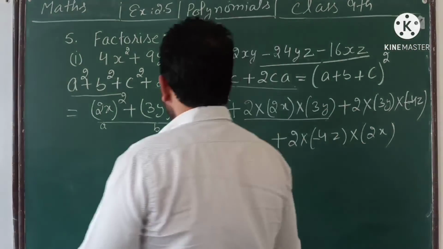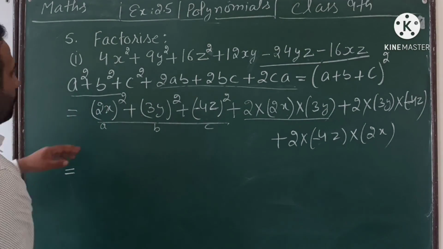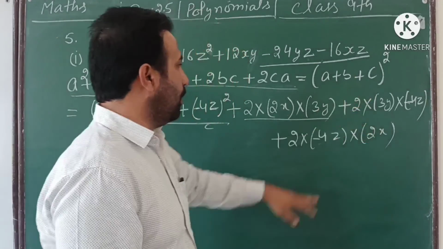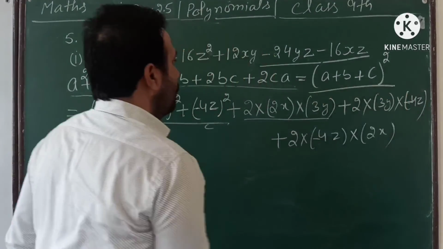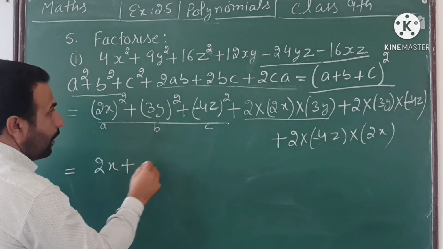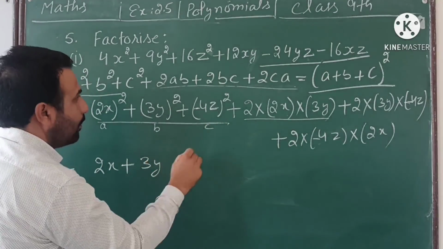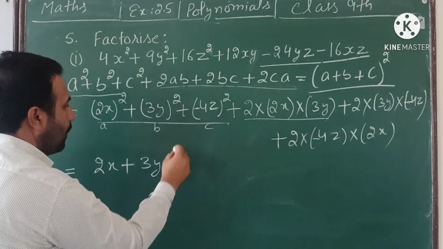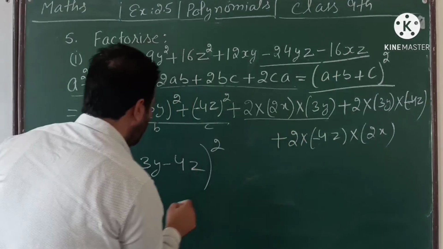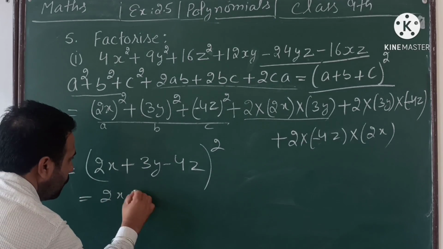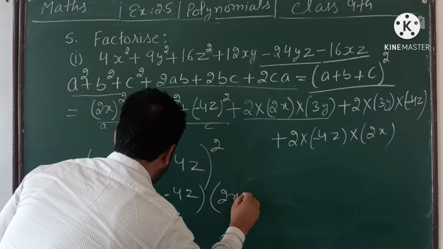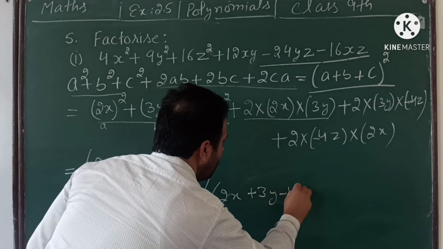So now we can compare these terms: a square, b square, c square, 2ab, 2bc, 2ca, and we will write the numbers. So now we know very well the value of a is 2x, the value of b is 3y and the value of c is minus 4z, and power 2. Okay, after that we will write this term as (2x plus 3y minus 4z) whole square.